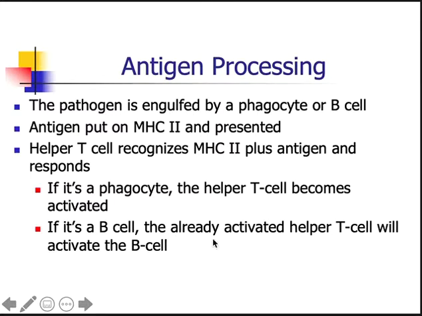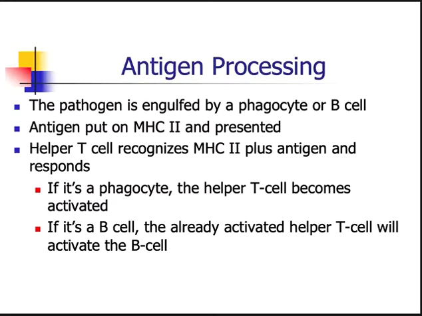Okay, and then that's going to activate the B cell. And I know this is hard. This is tricky. So in order for a B cell to be activated by a helper T cell, the helper T cell would have already needed to be activated by a phagocyte. This is how we know that, yes, you actually have a pathogen in the body.